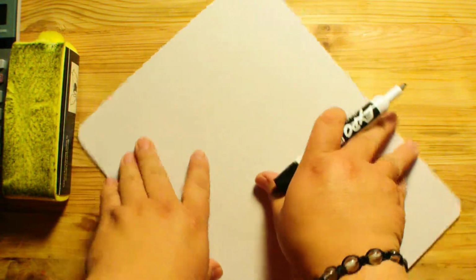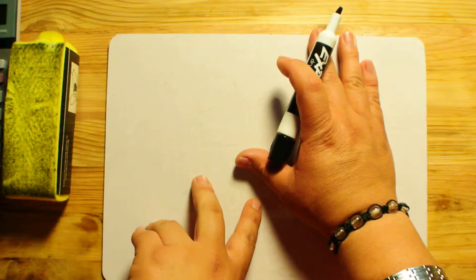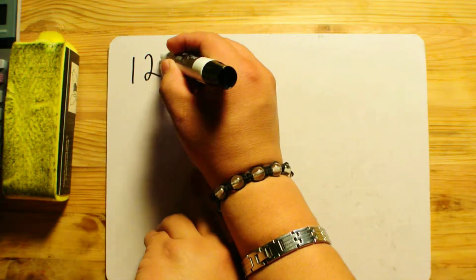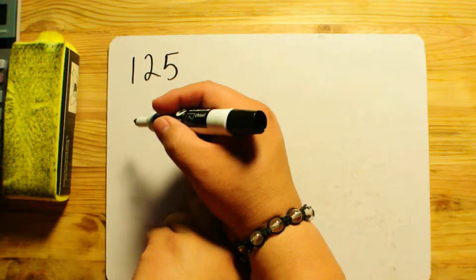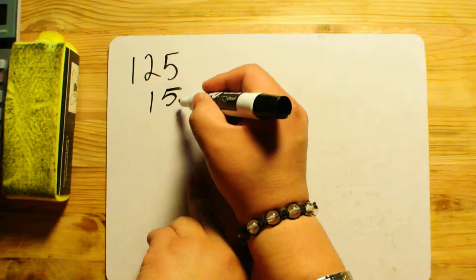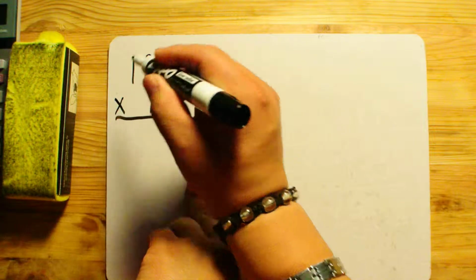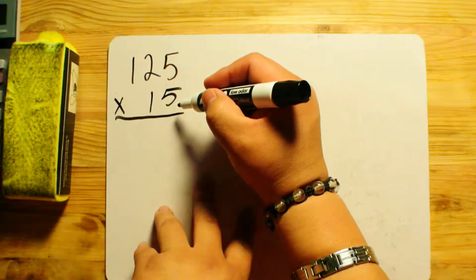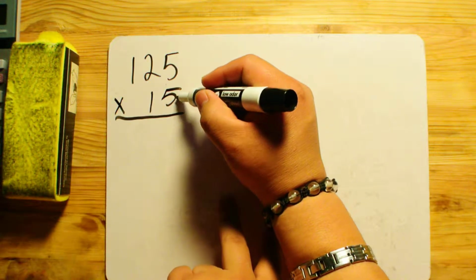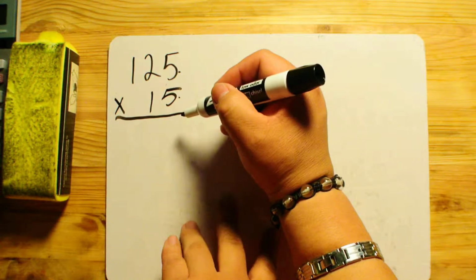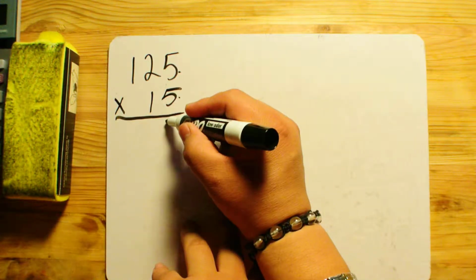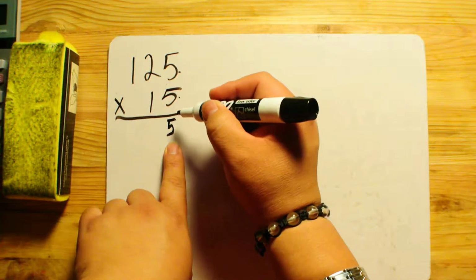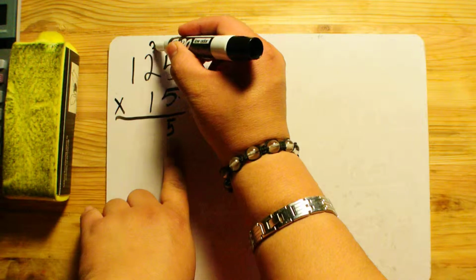So let's say that you have 125 and you're trying to multiply it by 15. So this is how we started. First we start by multiplying this 5 by this other 5. So we get 25, and we write down the 5 and we carry the 2.